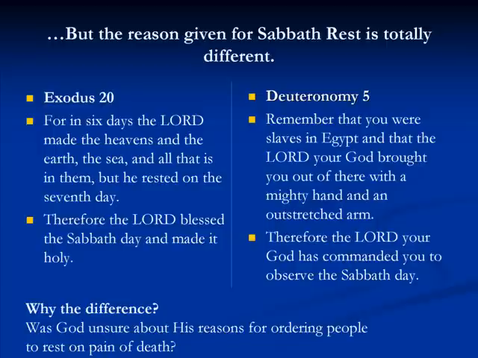In Deuteronomy 5, God says, "Remember that you were slaves in Egypt, and that the Lord your God brought you out of there with a mighty hand and an outstretched arm. Therefore the Lord your God has commanded you to observe the Sabbath day." Why the difference? Was God unsure about his reasons for ordering people to rest on pain of death?